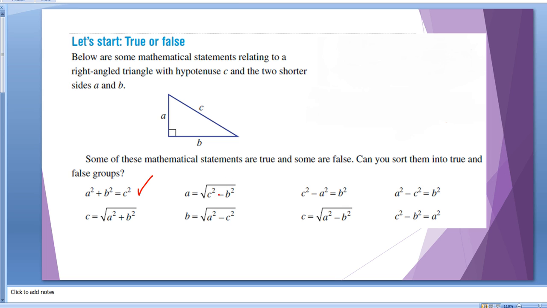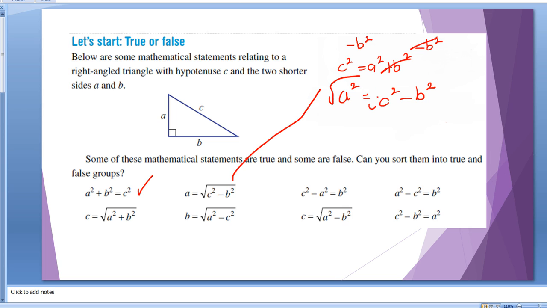This one has had some attempted manipulation done to it, and I'll just quickly show you how it's happened. We know that c squared equals a squared plus b squared. And what we've done in this case is say let's subtract b squared from both sides. Now remember what that does is cancel out, leaving us with a squared equals c squared, take away b squared. Now if we square root this side and square root this side, we get a equals the square root of c squared, take b squared. And that's what we've got, so that one works.